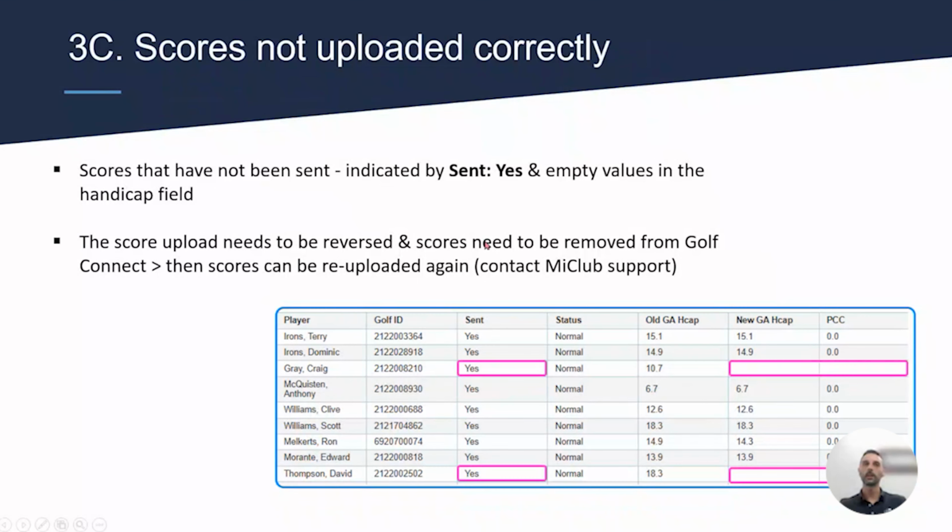Now you can try to reverse the upload and then put it through again in our system, but what you'll find is it'll just send through the same results. The players that weren't handicapped the first time around also won't be handicapped again. There's another step that we have to do in the back end, so we advise you to reach out to us and then we can take care of that for you.